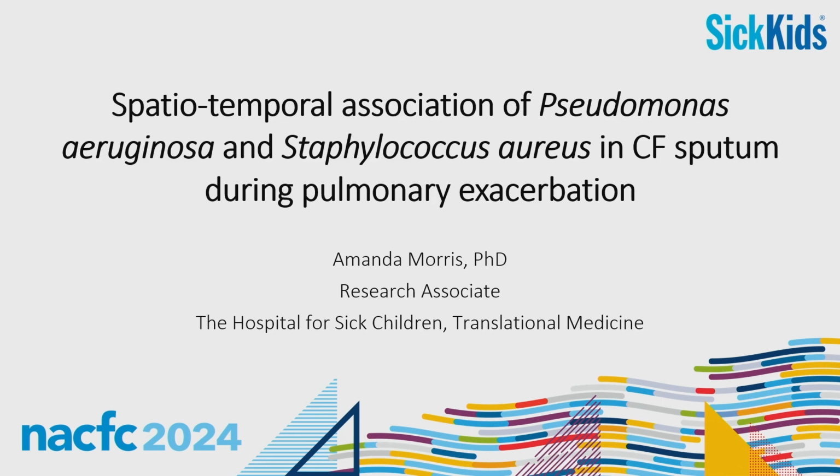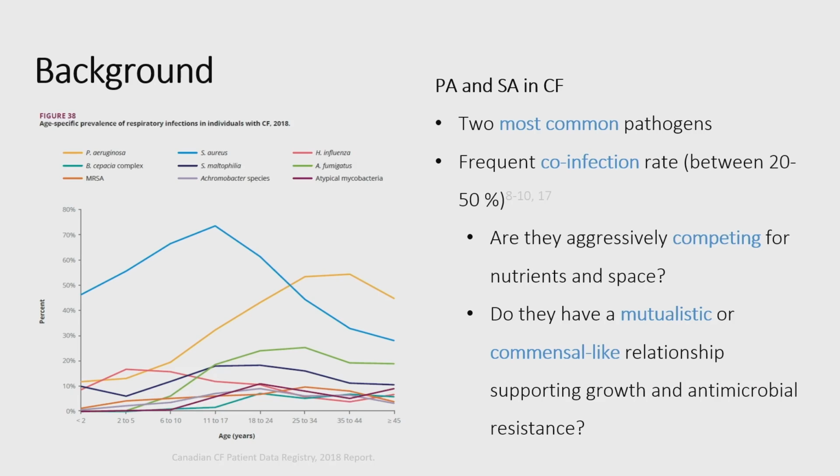Hello, everyone. My name is Amanda, and I'm an RA in the Waters lab at Sick Kids Hospital, and I'm going to talk about the spatial and temporal association of Pseudomonas aeruginosa and Staph aureus in CF sputum during pulmonary exacerbation. I have no disclosures. From the last presentations, you are probably familiar with this report showing that the two most common pathogens infecting the CF lung are Pseudomonas aeruginosa and Staph aureus, and these two bugs have a frequent co-infection rate somewhere between 20 and 50%.